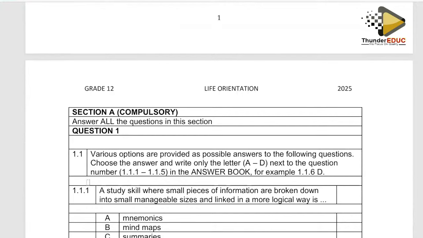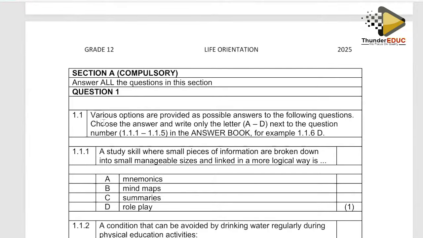So let's move on to the first section. This is a compulsory section, like I said before. So you are supposed to answer all questions in this particular section. Question 1. The instruction reads, various options have been provided as possible answers to the following questions. Choose the answer and write only the letter A up to D next to the question number in the answer book, for example, 1.1.6 D.